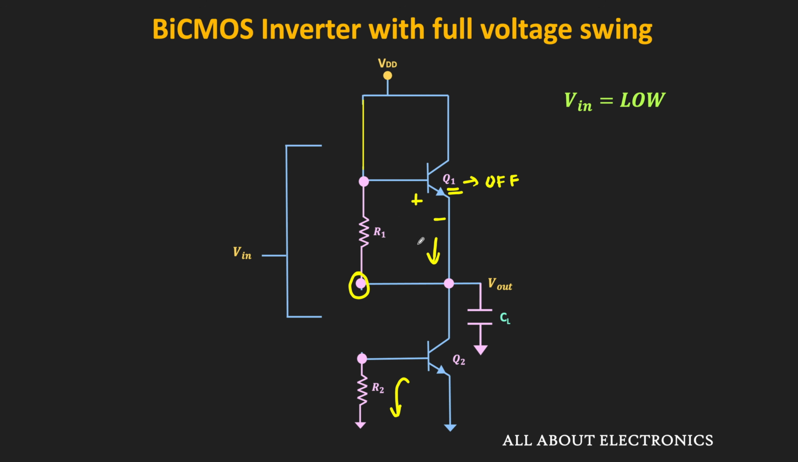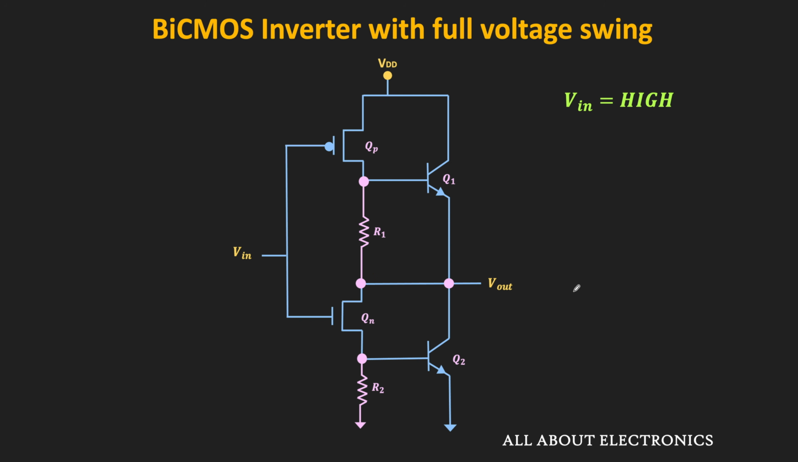But now if you see, then we have the alternate path through this resistor. So after the Q1 goes in the off condition, then this capacitive load charges up to VDD voltage through this resistor R1. And in this way at the output, we will get the VDD.